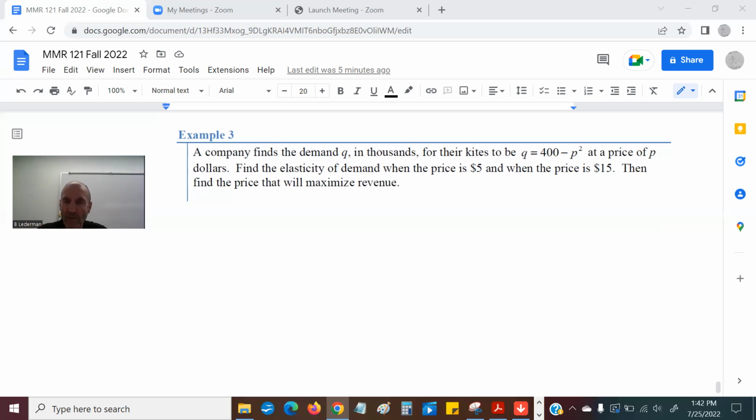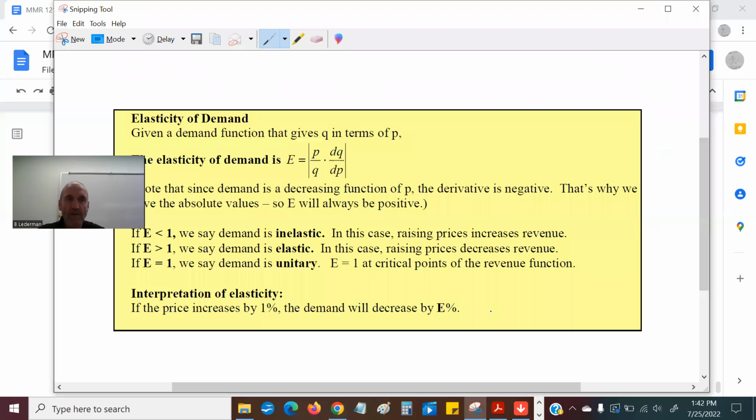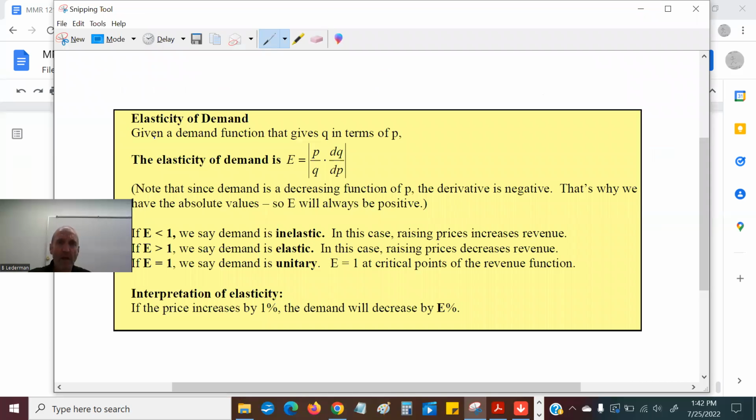So first, I want to remind everybody that elasticity of demand is capital E, and that's equal to the absolute value of P over Q times dQ/dP. So now we know P is just P. We've got a formula for Q in our problem, and then we just have to figure out the derivative dQ/dP. So let's get to it.